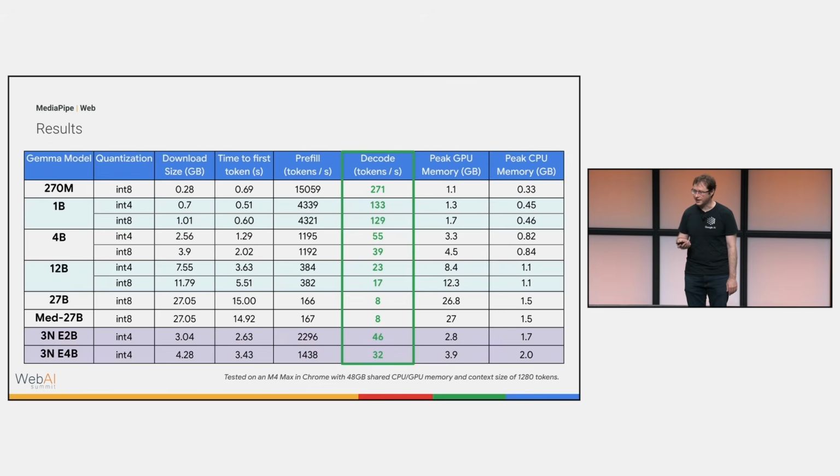Generation speed is this highlighted decode column. Smaller models are, of course, much faster. And input processing speeds, denoted by prefill here, are across the board significantly faster than output generation.